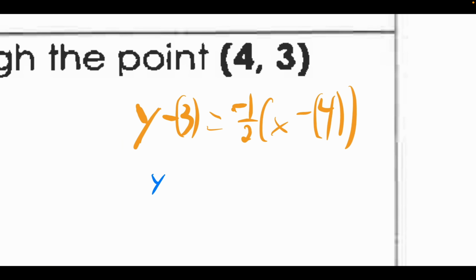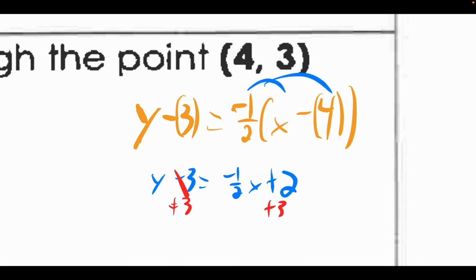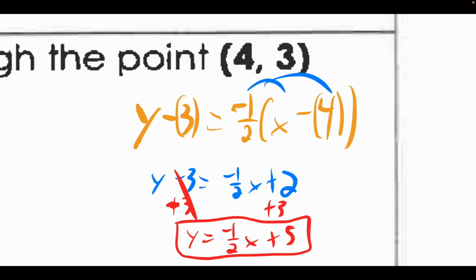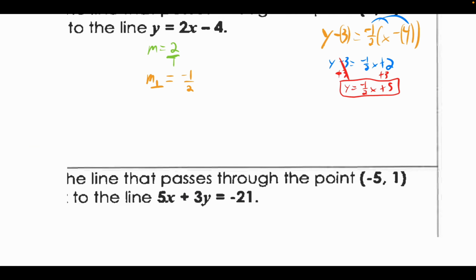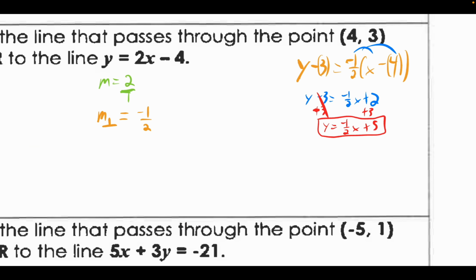I go ahead and start distributing, and I get y minus 3 equals -1/2 x plus 2. And as I add 3 to both sides, I get y equals -1/2 x plus 5. So very similar to how we did parallel lines, except when we find the slope, we make it the opposite reciprocal slope and use that.